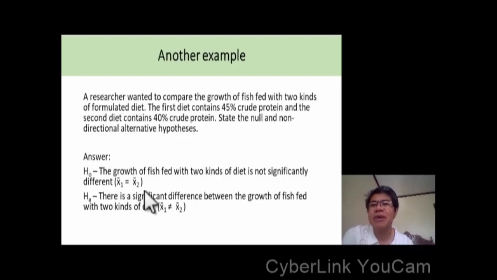So if we're going to state the hypothesis here, H sub O, or the null hypothesis, we could say that the growth of fish fed with two kinds of diet is not significantly different, or mean sub 1 equals mean sub 2. If we are going to state the alternative hypothesis, we could say that there is a significant difference between the growth of fish fed with two kinds of diet. So we could say that mean sub 1 is not equal to mean sub 2. So this is non-directional.